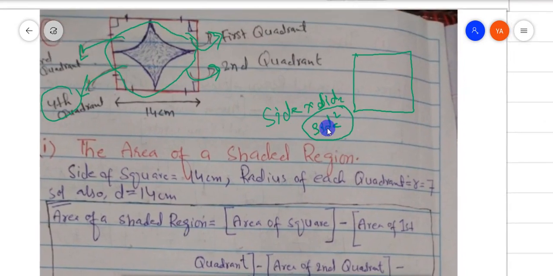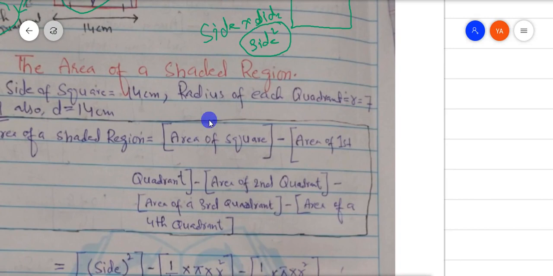Again we have to solve for the area of the square, minus the area of the first quadrant, minus the area of the second quadrant, and the area of the third quadrant, and finally the area of the fourth quadrant.